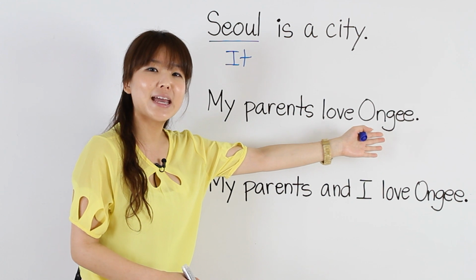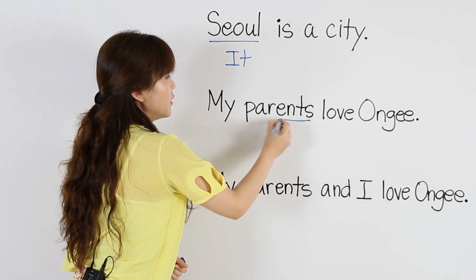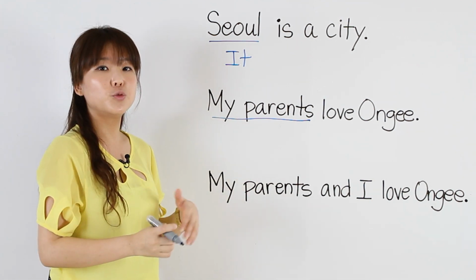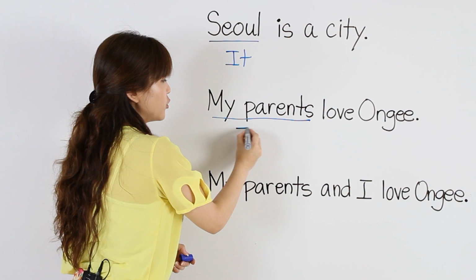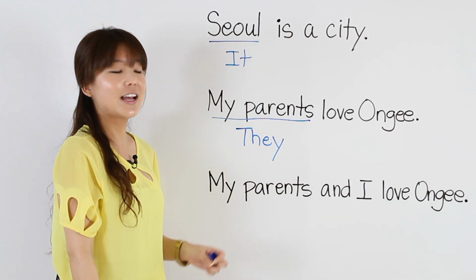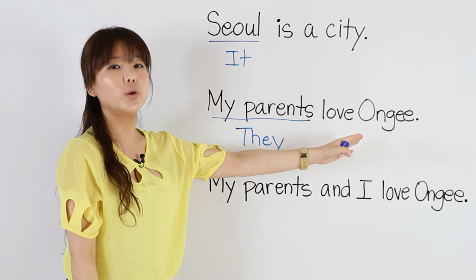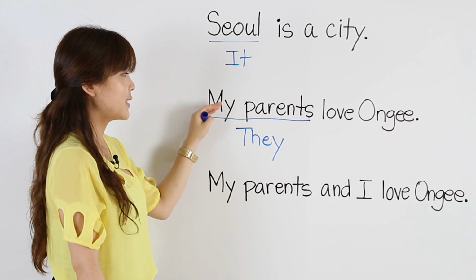Now, 옹이 is my cat. My parents love 옹이. Well, my parents, they are two people, my mom and my dad. So, what do I use? I have to say they. They love 옹이. The last example is very similar to the second one.